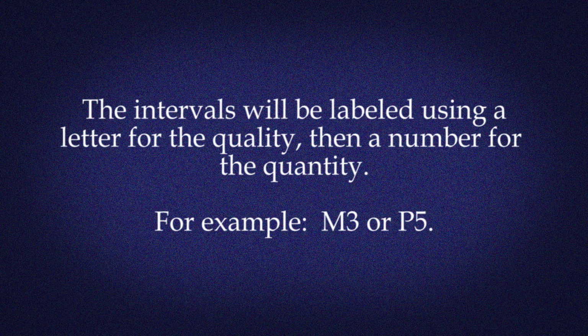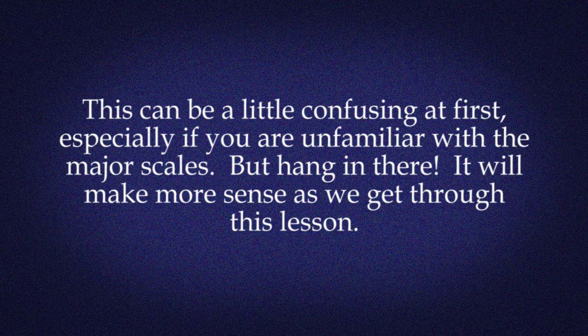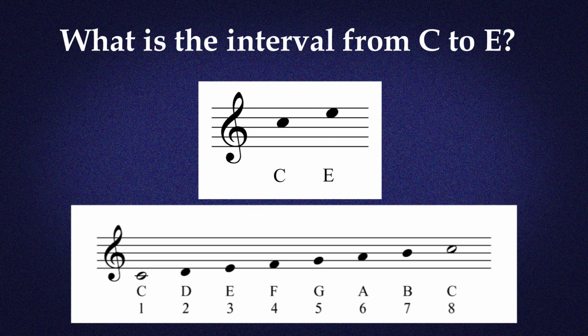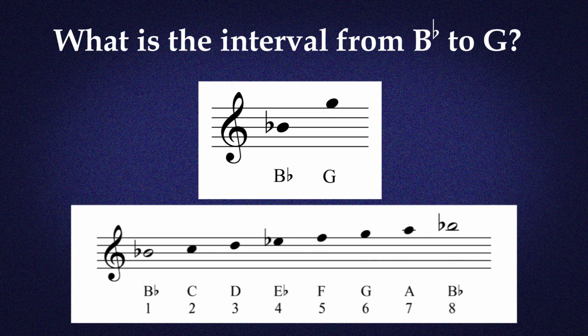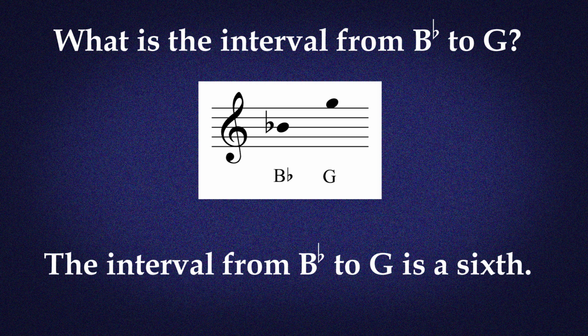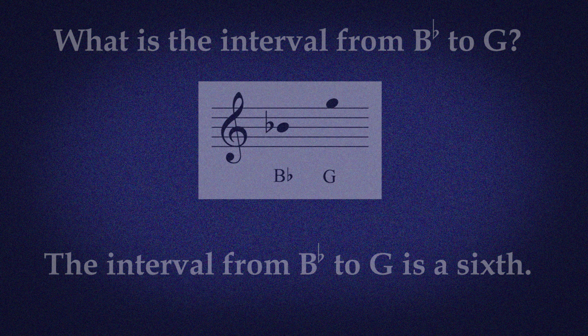The intervals will be labeled using first a letter for the quality, then a number for the quantity. For example, M3 or P5. I'll say up front, this can be a little confusing at first, but bear with me and I promise it will make more sense as we get through this lesson. As we saw in the first two examples, the quantity of the interval is pretty easy. It is simply the position of the higher note within the first note's major scale. The quality, on the other hand, requires a little more attention.